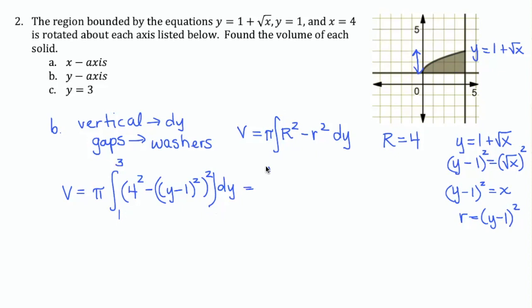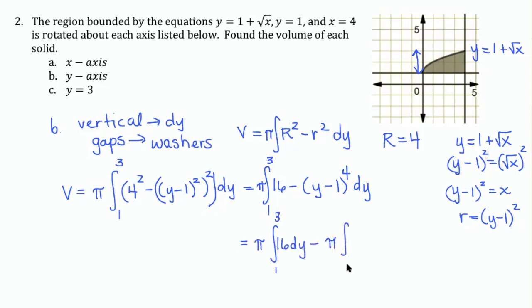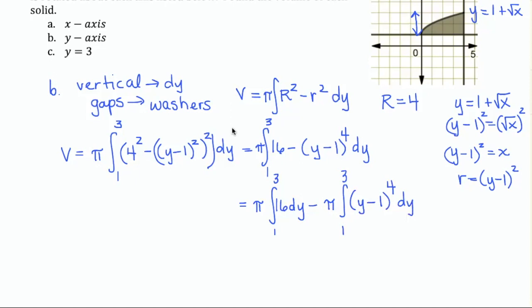Now, in terms of simplifying that integral, 4 squared is 16 minus, I'm supposed to square something that's squared, so that's going to raise it to the 4th power. And if I were integrating this one, I would probably opt to split it into two integrals, where I do pi times the integral from 1 to 3 of 16 dy minus that constant pi, 1 to 3 of this portion.